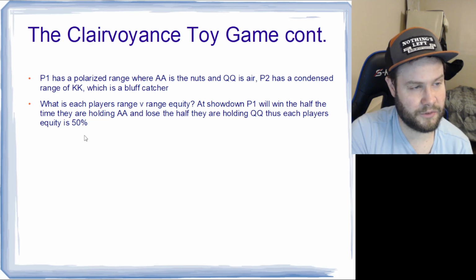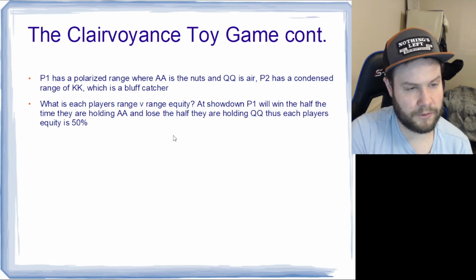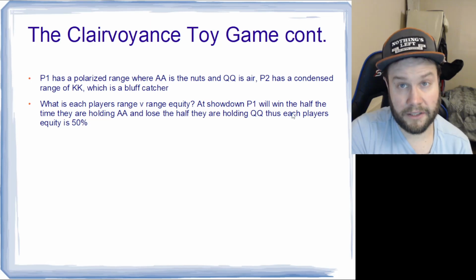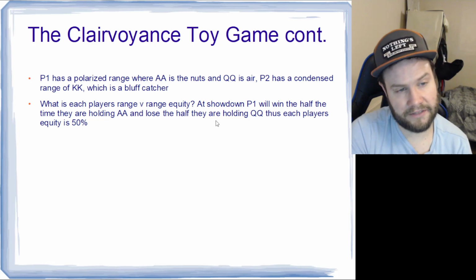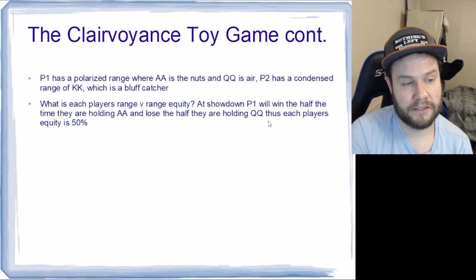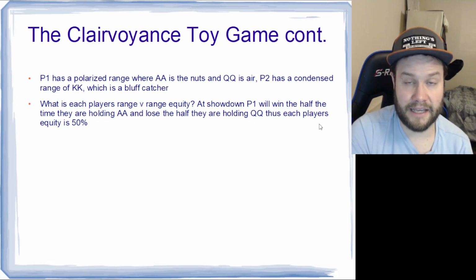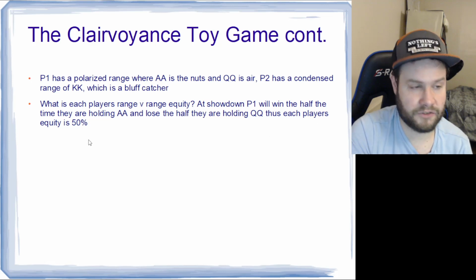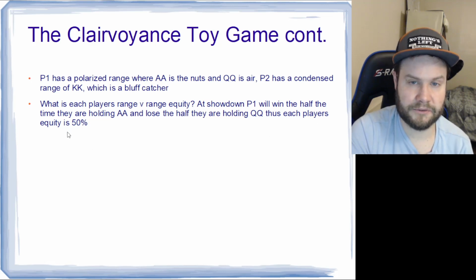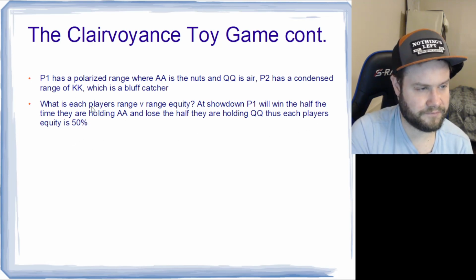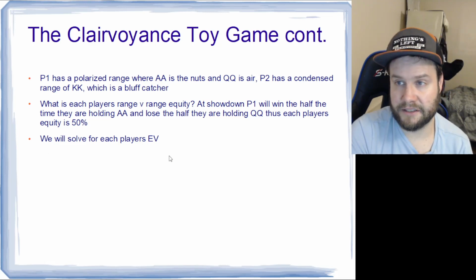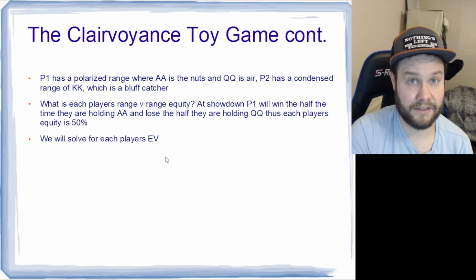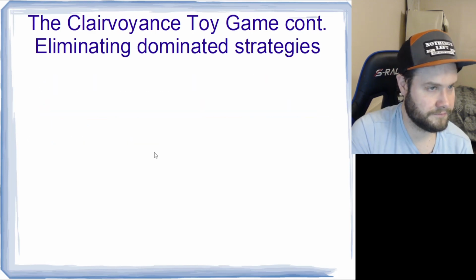Actually, let's see which questions we are answering. What is each player's range versus range equity? Well, at showdown, player 1 will win half the time that they're holding ace, and they will lose half the time they are holding queen. So each player's equity is 50%. Okay, they have 50% equity, but they do not have the same EV. So we're going to be calculating the EV just like a solver would.